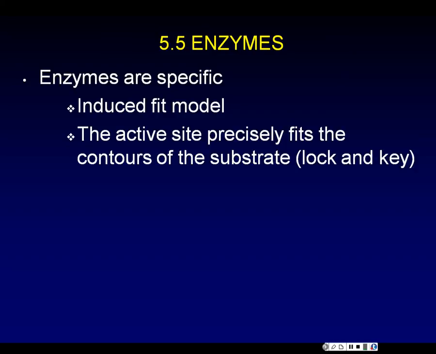All right, so it says the active site precisely fits the contours of the substrate like a lock and key, okay? So this enzyme has to modify a little bit so it fits so much like a lock and key. We know that we can't just go outside and stick our hoopty key in a BMW, okay? So it says keys match lock.